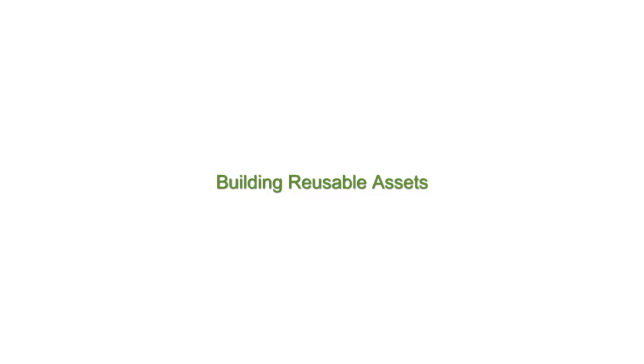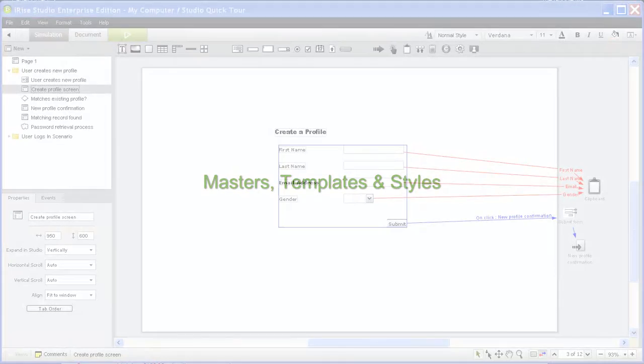In this installment, we'll introduce the idea of reusable assets in iRise. Rapid iterations while visualizing software requirements can be challenging if you find yourself building the same components over and over again. Fortunately, there's a better way in iRise. Using masters, templates, and styles, you can dramatically increase your speed and efficiency, as well as promoting design consistency across your projects. Let's get started.